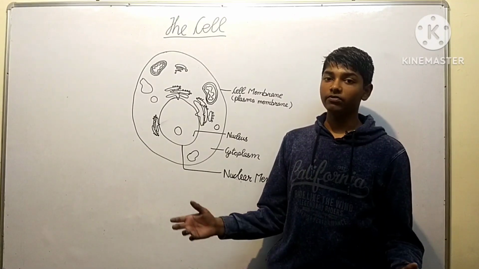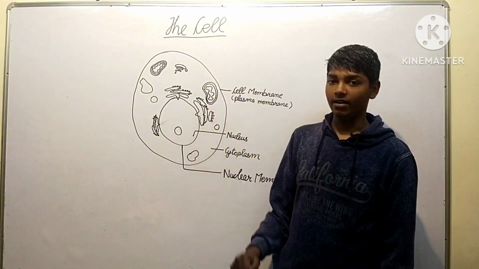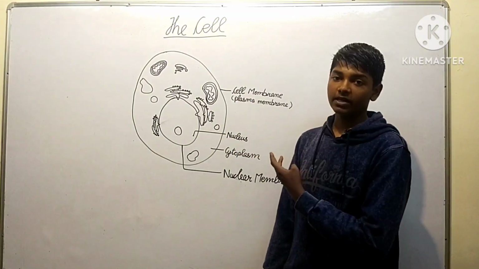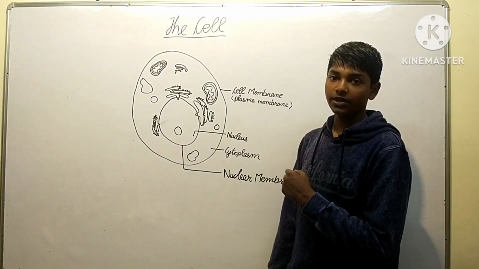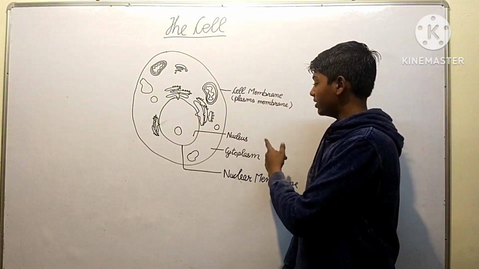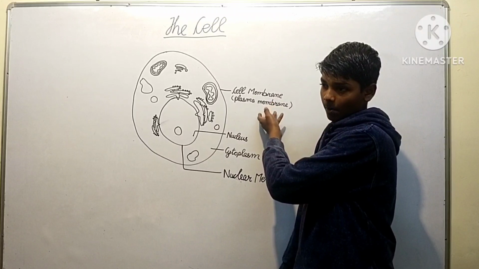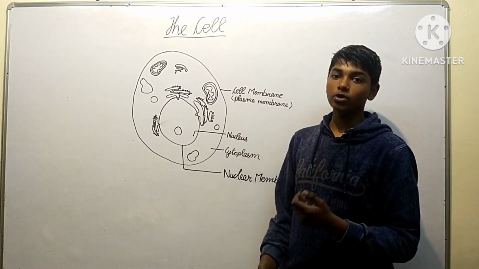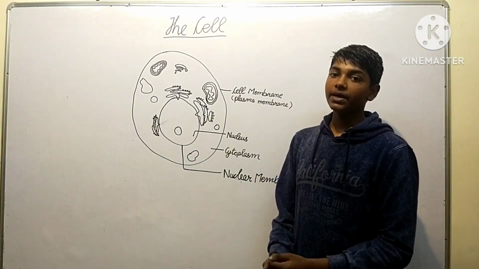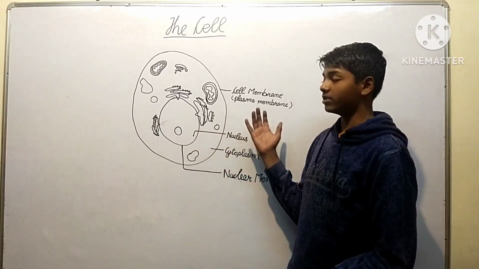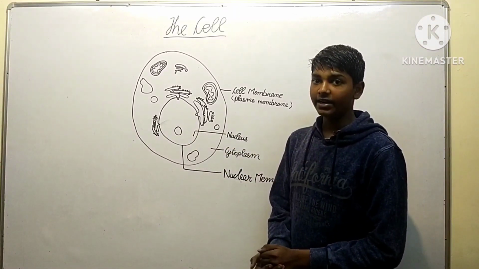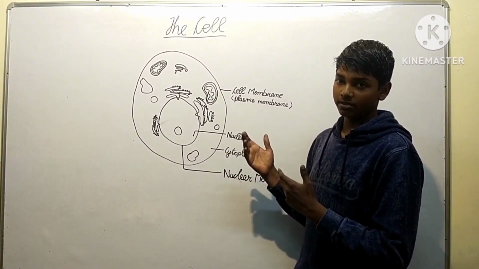So now for the final part of the video, the cell. The three basic parts that we discussed at the start of the video were the cell membrane, the nucleus, and the cytoplasm. First of all, the cell membrane or the plasma membrane. The cell membrane is the outermost covering of the cell, which separates the cell content from the external environment, and it also helps in the exchange of materials.